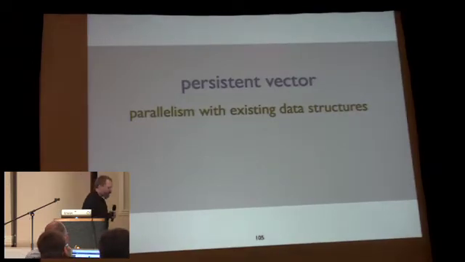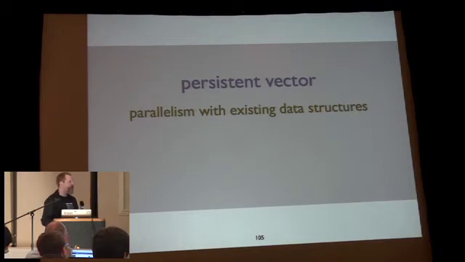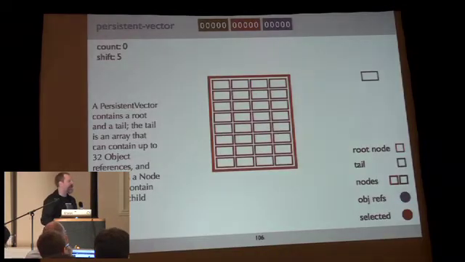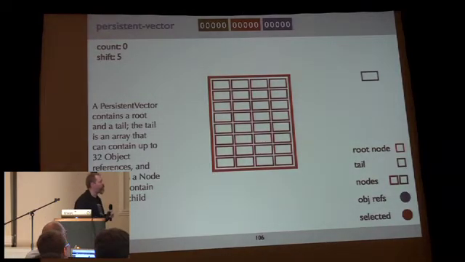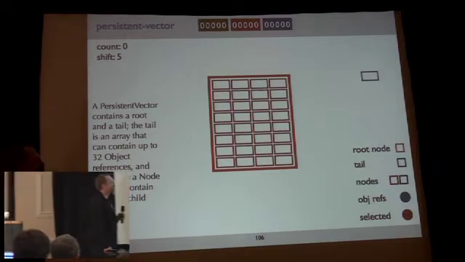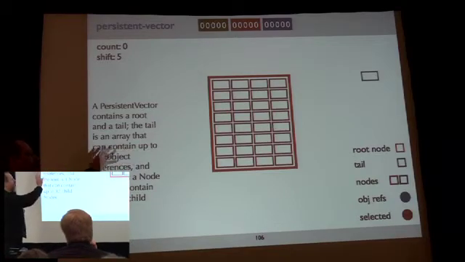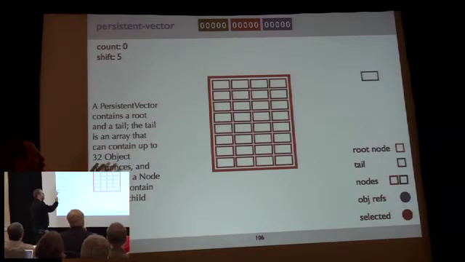All right, so how does this actually operate in Clojure? This is going to be a quick summary of persistent vector, which is not necessarily something that lends itself to a quick summary. But persistent vector has a tail and it has a root. And the root is a node.